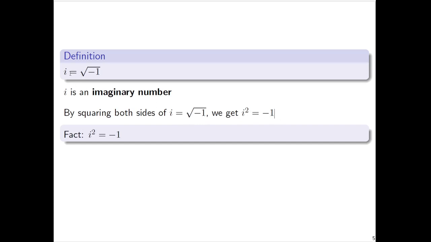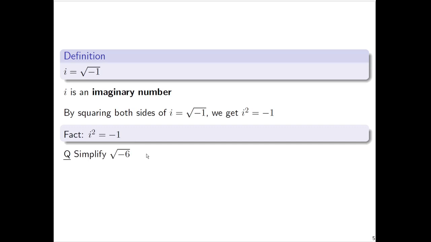Okay? So here's the definition. i equals root -1. Square both sides, you end up with i squared equals -1. And that's a fact that comes out of the definition. Those are the two big things we need. If you stick with i is root -1 and i squared is equal to -1, things will be okay.